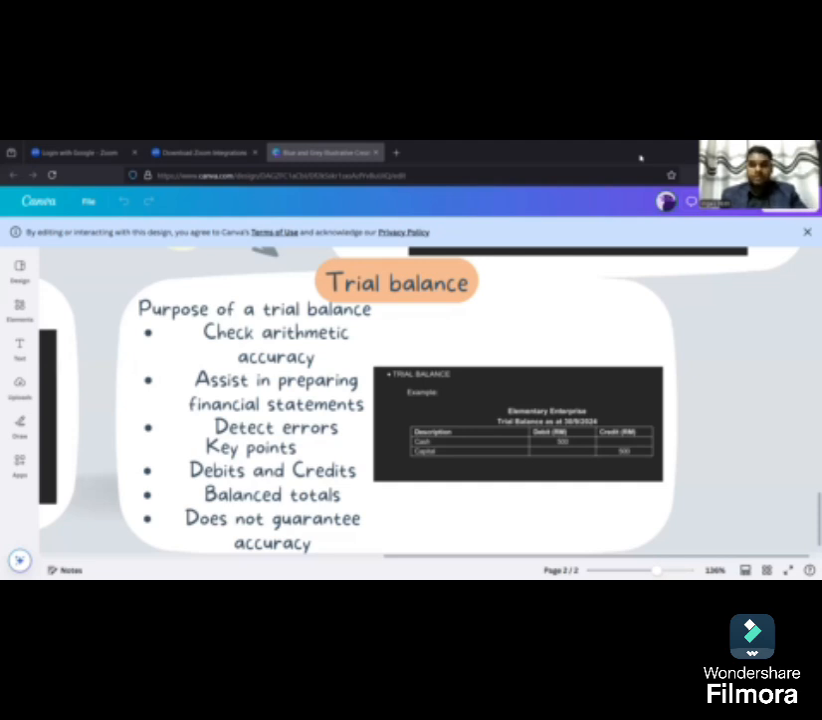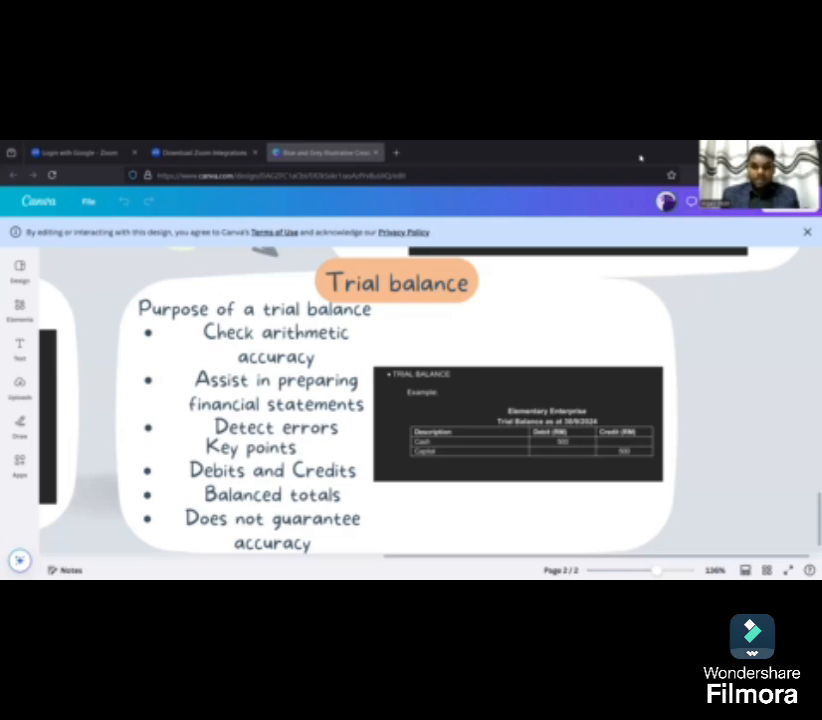The primary purpose of a trial balance is to check for arithmetic errors. It ensures that the sum of debits and credits is equal, which helps identify any calculation mistake in the ledger. The second one, verify accounting accuracy. It acts as a tool to check the correctness of journal entries and general ledger postings.